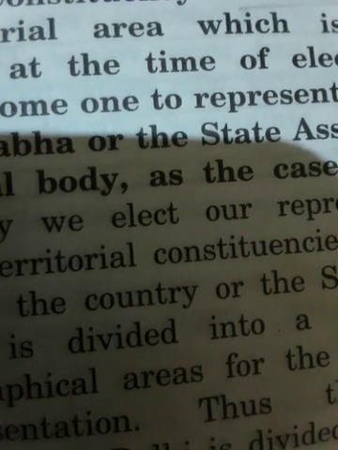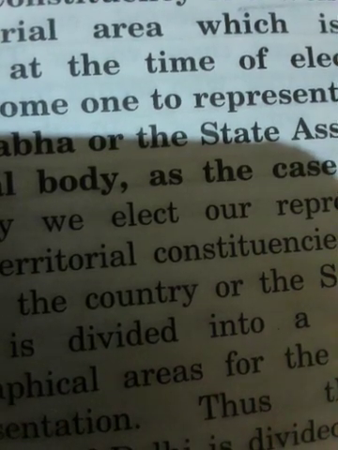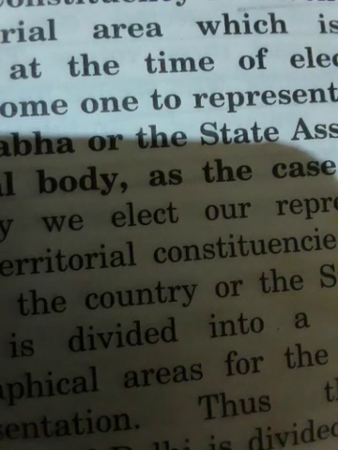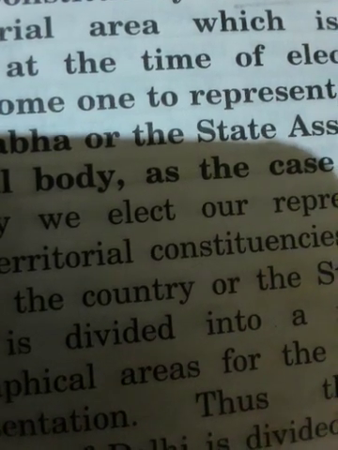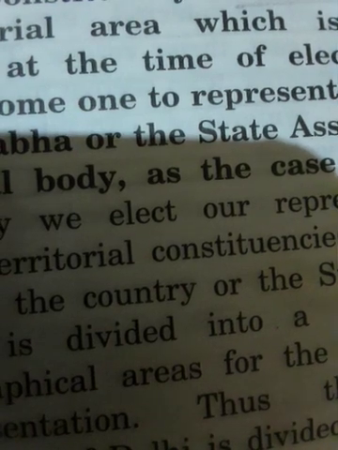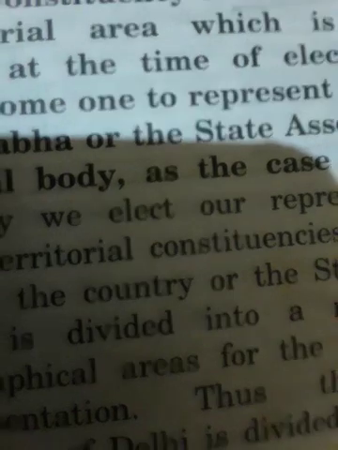Now, Rajya Sabha. Its members fall into two categories, nominated and elected. The nominated members are 12, and they are nominated by the president. The elected members are regarded as representatives of the state and the union territory.